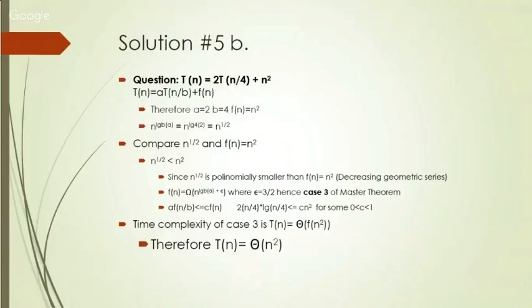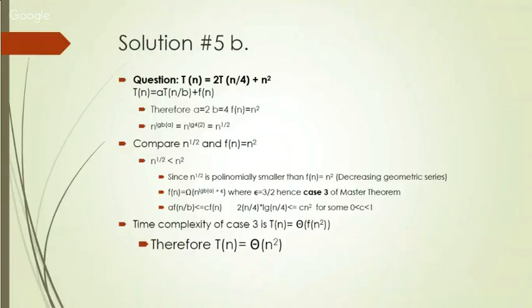For 5B, we have this question: Tn equals 2T n divided by 4 plus n squared. Then you plug in the function. You plug in a and b into the power log 2 base 4. It will be n to the power half. Again, we compare the power half and fn. Again, it's polynomially smaller than n squared. So this will be case 3, and the approximate epsilon will be 3 over 2.